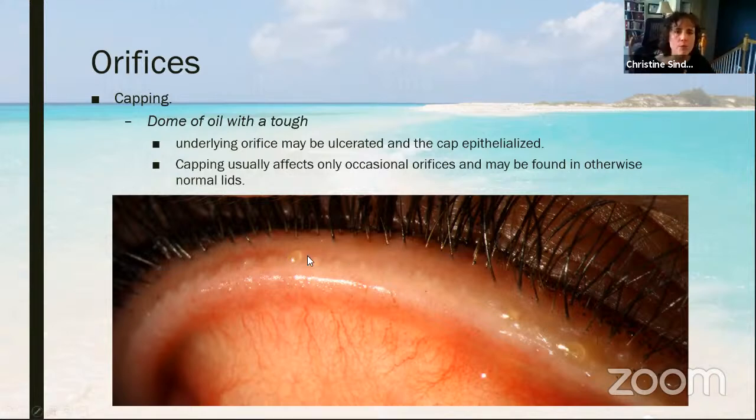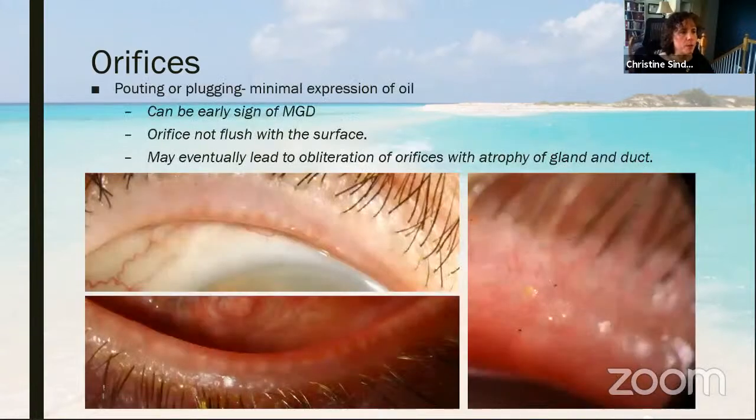You can't just wipe it off with a Q-tip. You do need to scrape this off because there is epithelium that forms over the top. Now, having one or two of these on the eye doesn't seem to be a problem, but if you start seeing it over most of the glands, you really do need to start a more aggressive eyelid hygiene regimen on those patients.